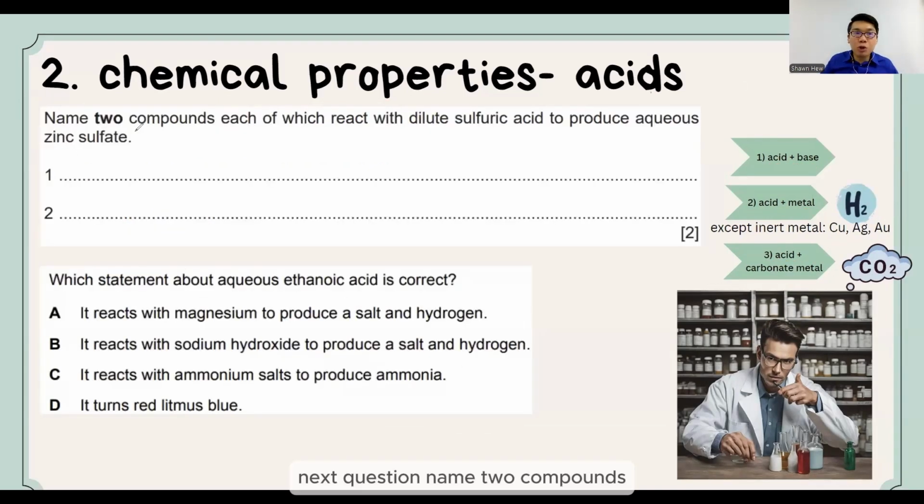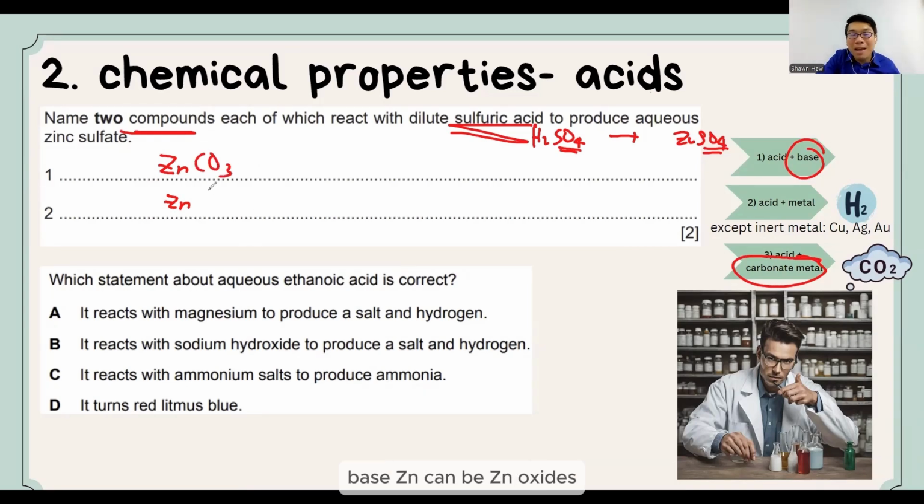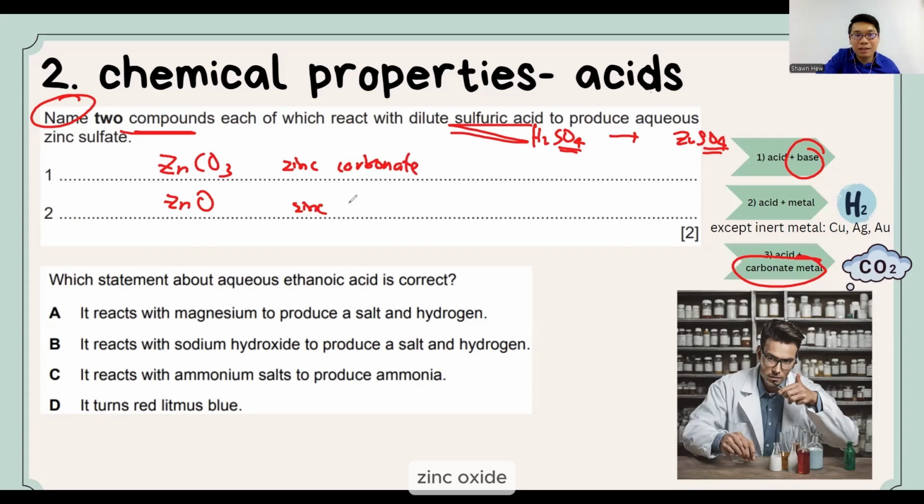Next question. Name 2 compounds, each of which reacts with dilute sulfuric acid to produce aqueous zinc sulfate. So we know that to make zinc sulfate, the sulfate can be produced by this H2SO4. We need to add something with zinc, but we can't write it as zinc because zinc is not a compound, zinc is an element. So it's either a base with zinc or a carbonate metal, zinc carbonate. Base zinc can be zinc oxide. The question requires names, so we just write zinc carbonate, zinc oxide.